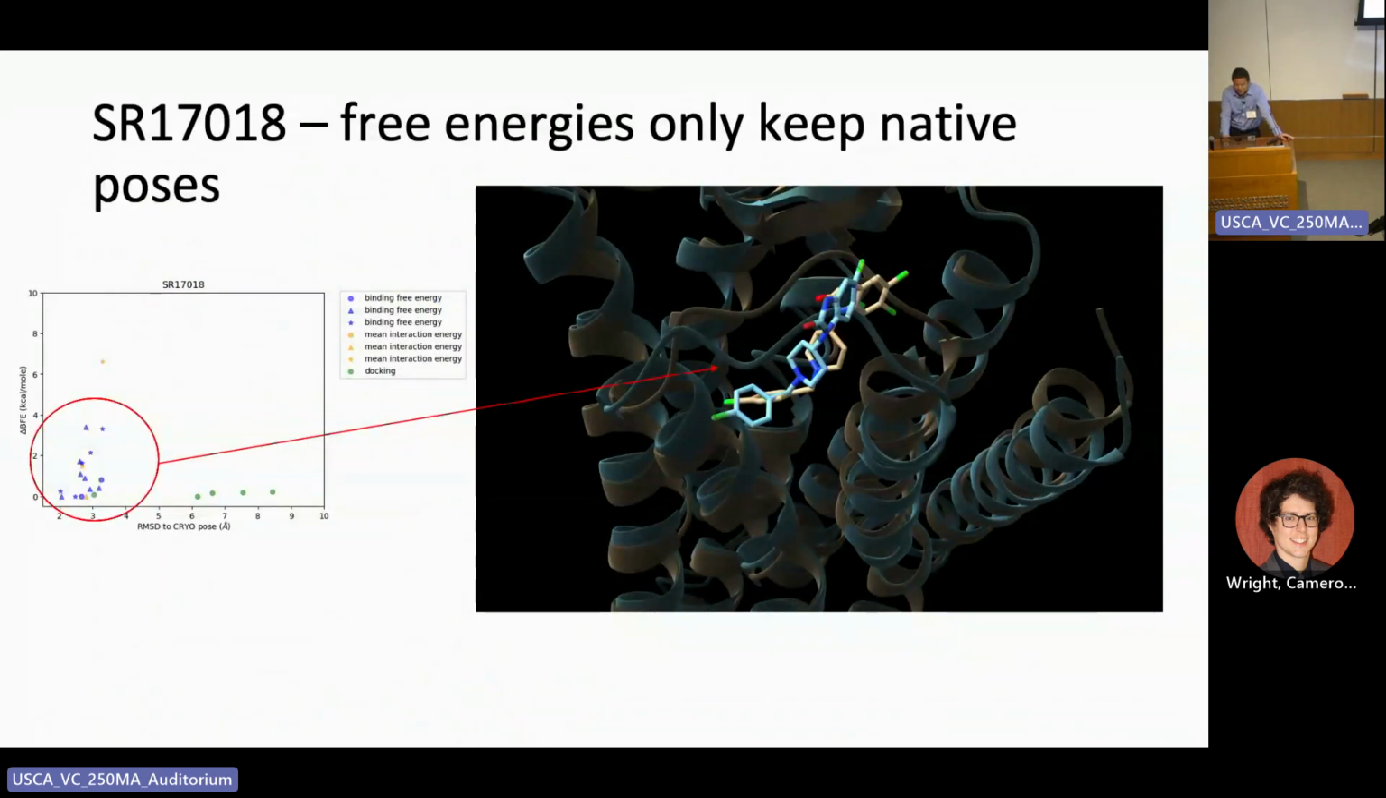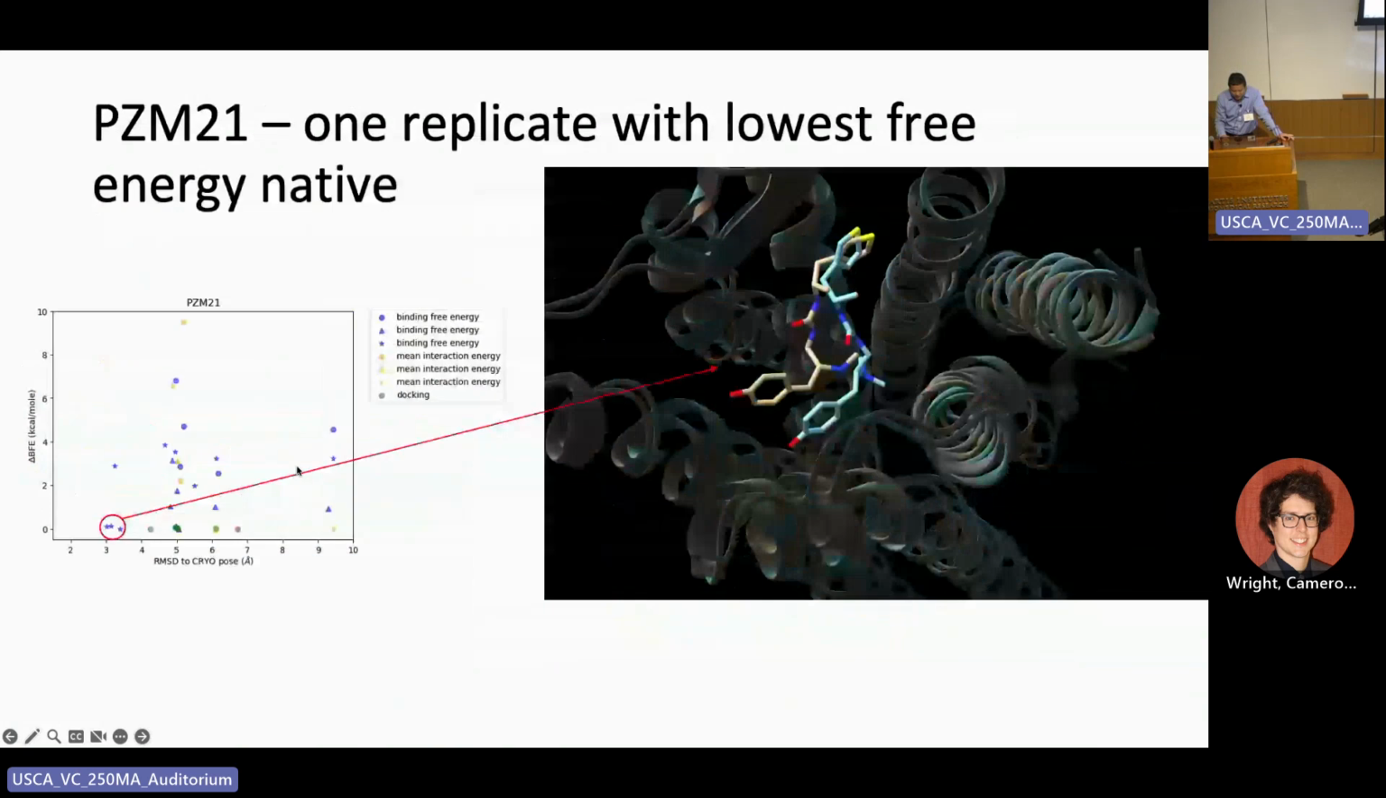And here's one of these systems, compared to the cryo-EM structure. In this case, it only keeps the native poses, whereas docking throws them away, or assumes that it throws away these poses which have high RMSD and have a similar docking score. In this state, only one of the replicates worked. Maybe if we ran many replicates, at least we could tell if it doesn't work if they have a really different free energy. But in this case, that one replicate did get a low RMSD to the native and low energy.